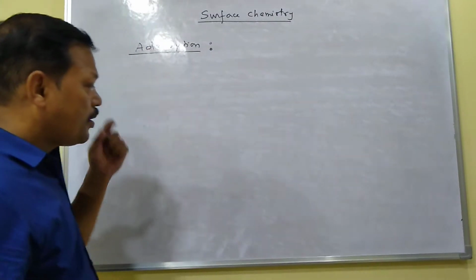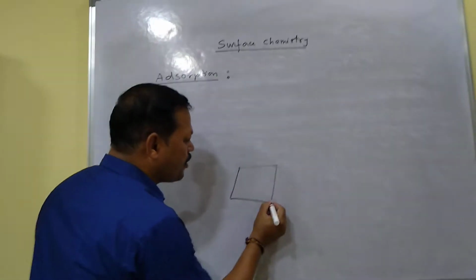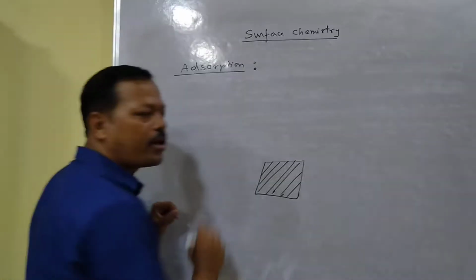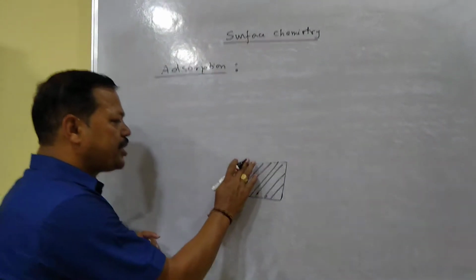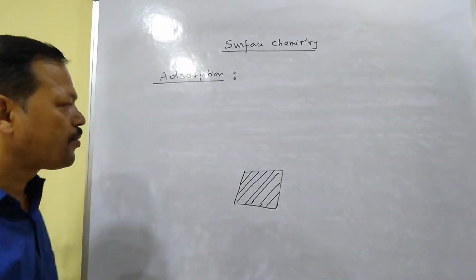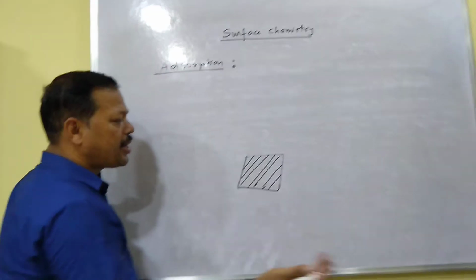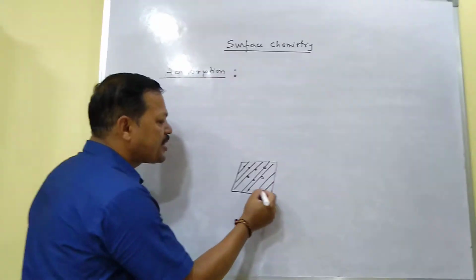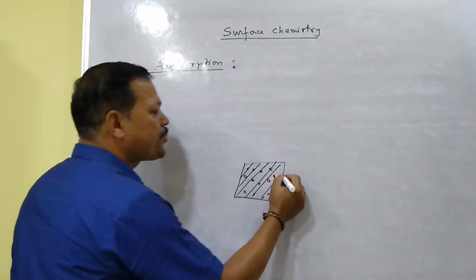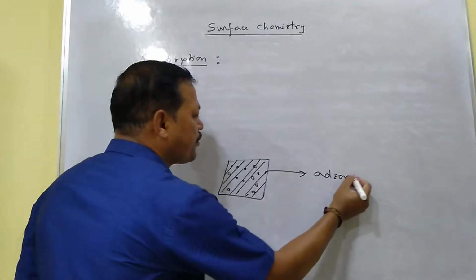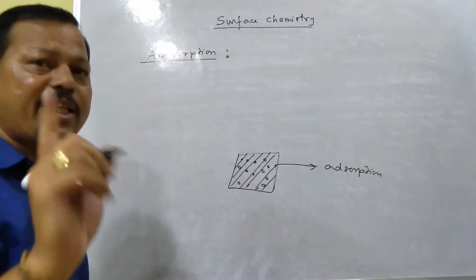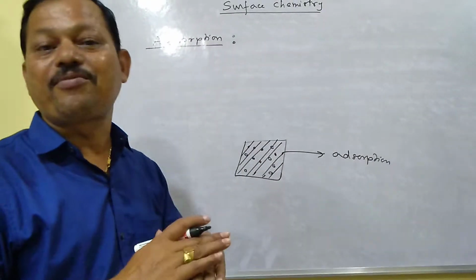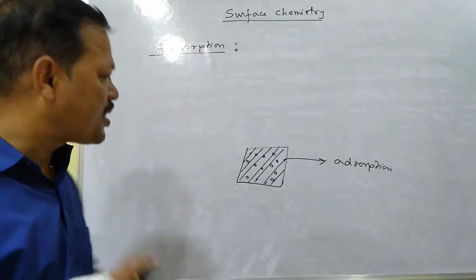Now, suppose this is a solid substance, and this is the surface of the solid. When some molecules come from outside and get attached on the surface this way, this process is said to be adsorption. But always remember, adsorption takes place only at the surface. It's a surface phenomenon, not a bulk phenomenon.